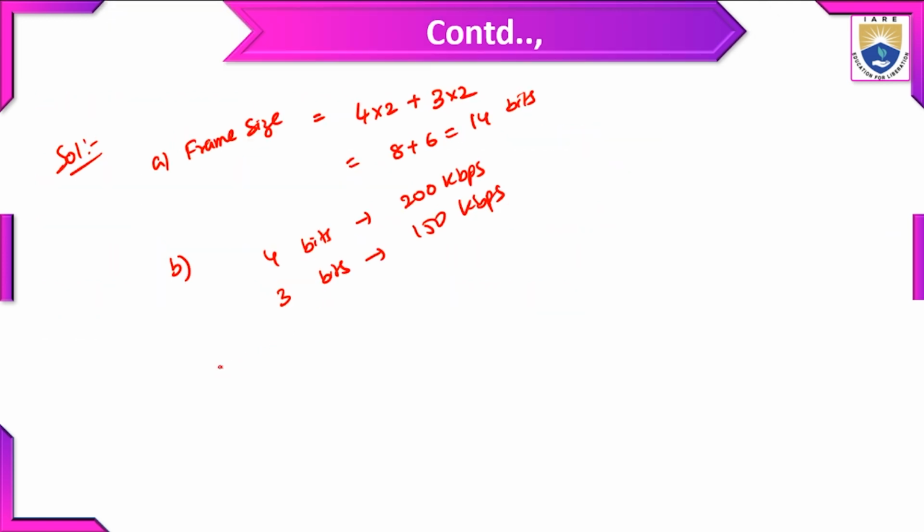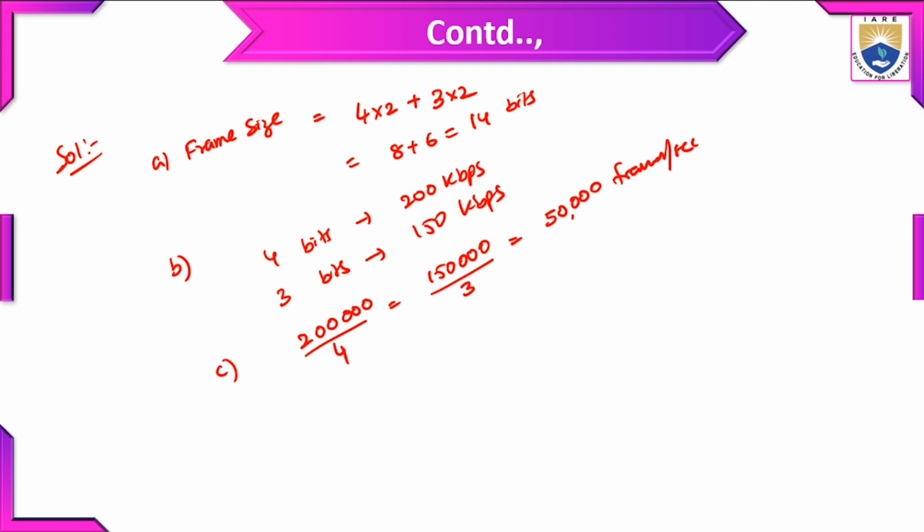So the frame rate is 200 kbps divided by how many bits? 4 bits. And again for this source, 150 kbps divided by how many bits? 3 bits. So what did you get? 50,000, both are 50,000 frames per second. So this is the frame rate.